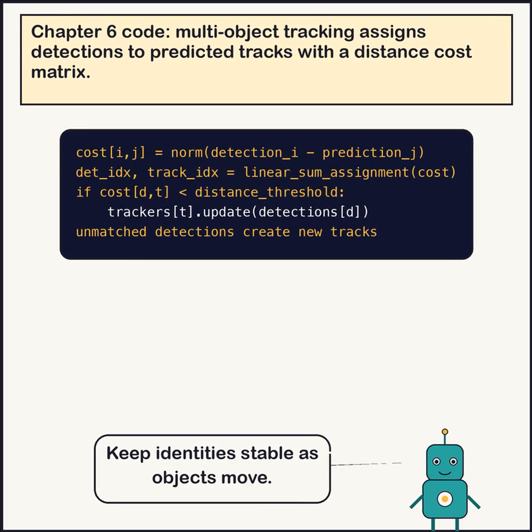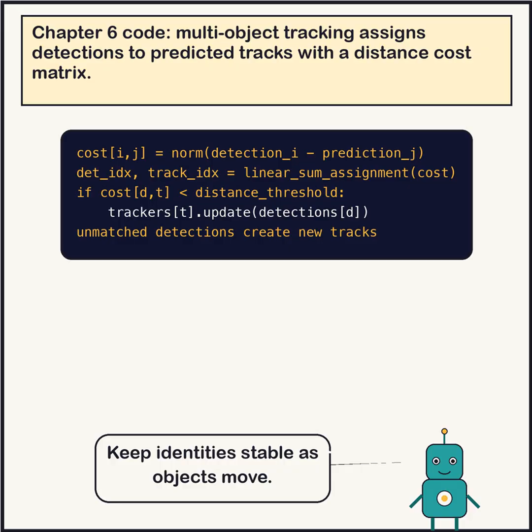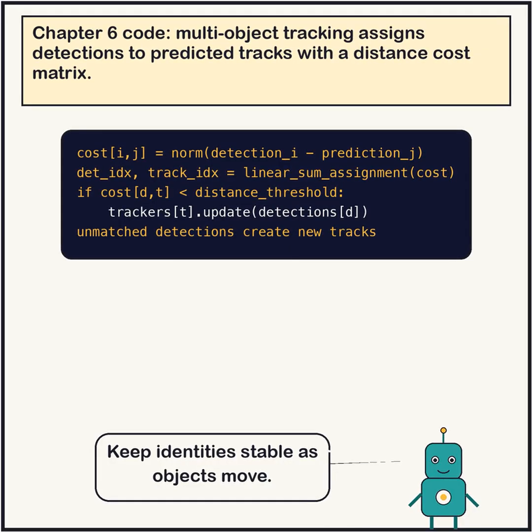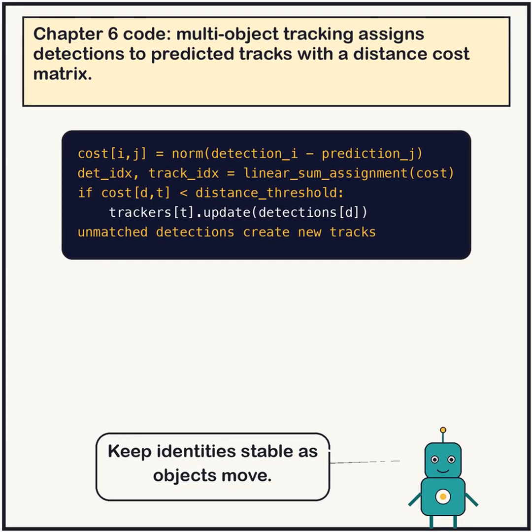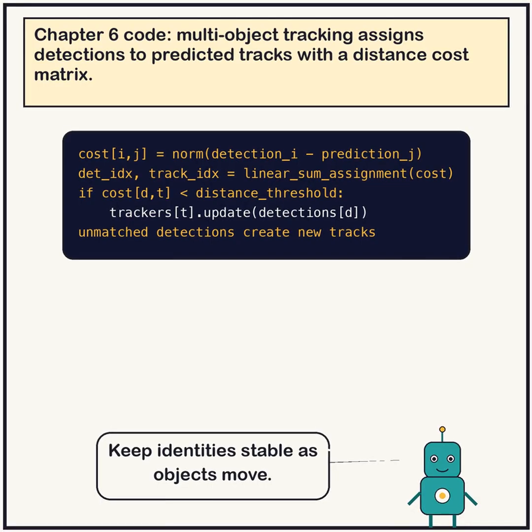Real-world analogy. Multi-object tracking is like assigning name tags in a busy station by matching each new sighting to the most plausible path. Keep identities stable as objects move.